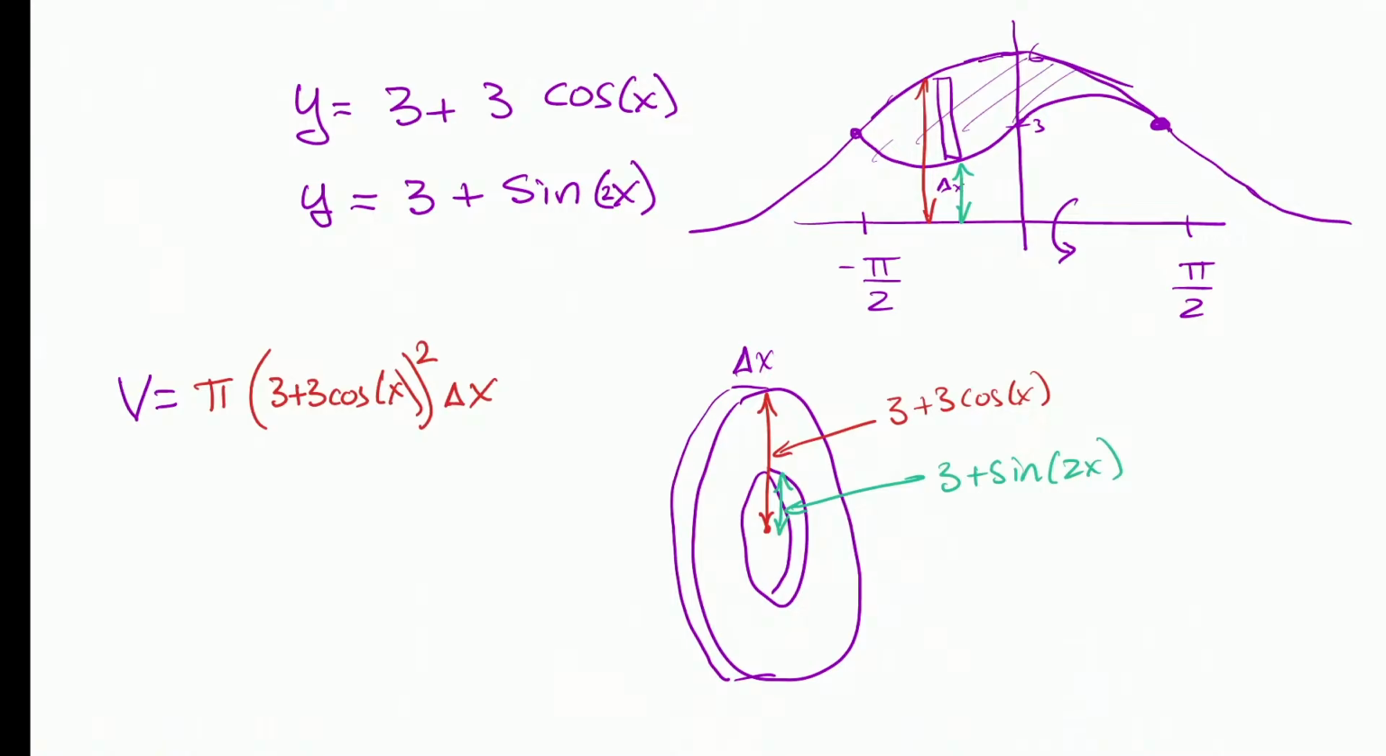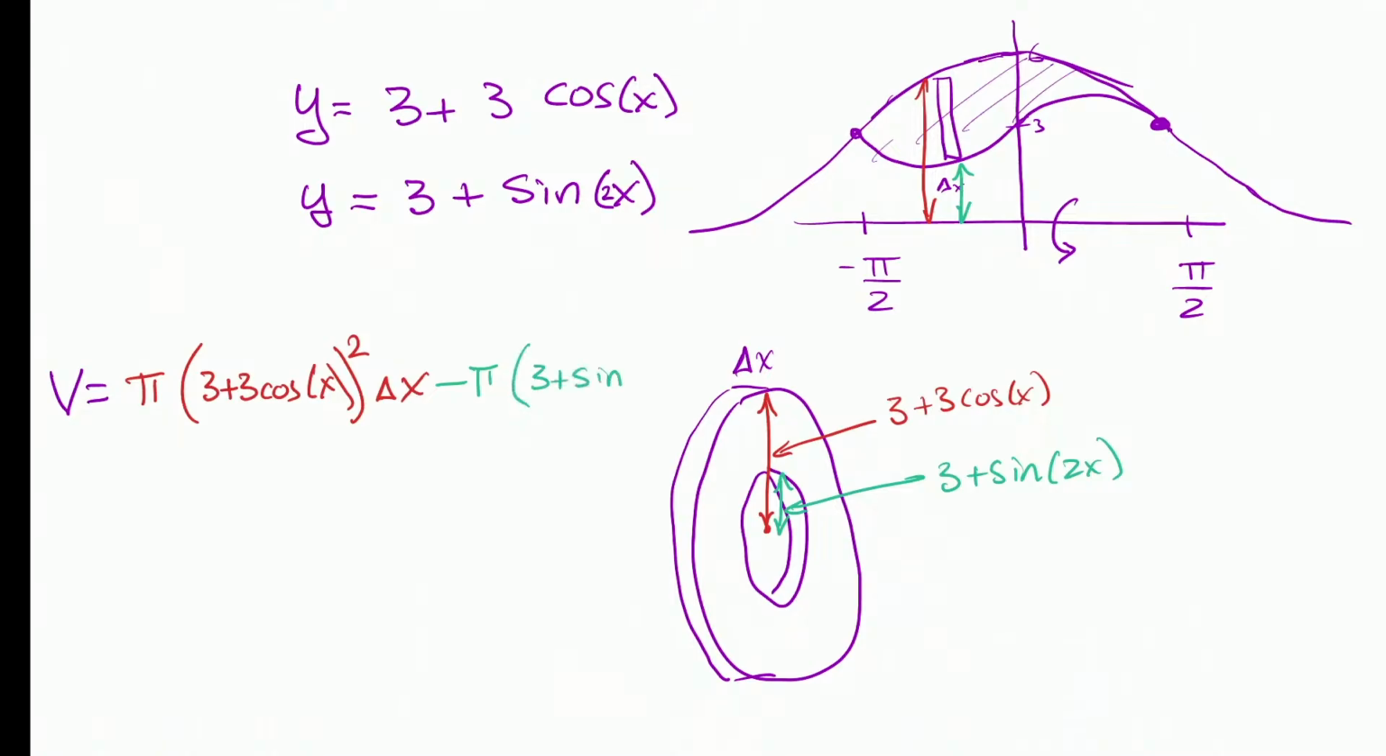And then the inside circle is going to be subtracted from this: pi, let's move that over a little bit, times the inside circle squared delta x. So you have the outer circle, the outer disk, and the inner circle, or the inner disk.